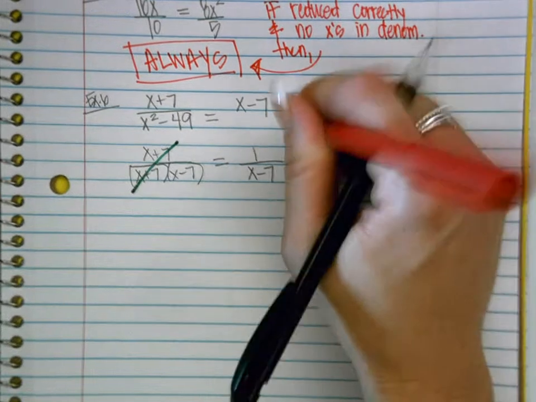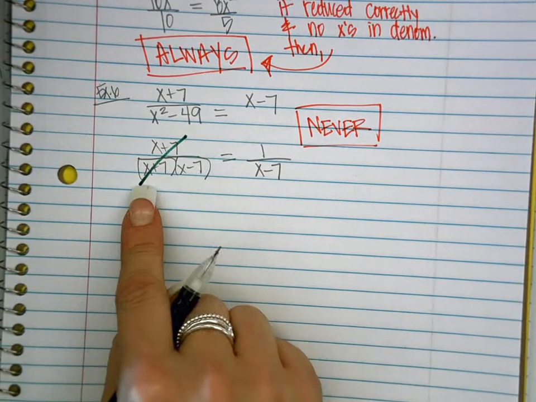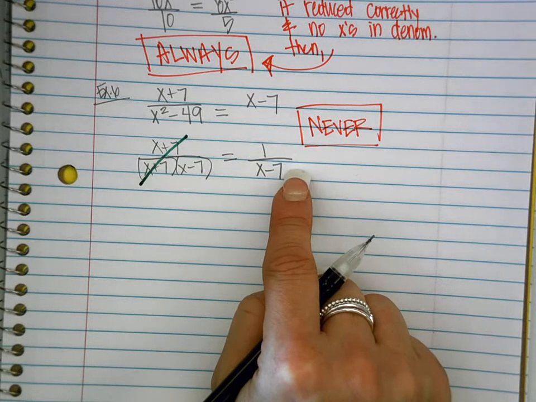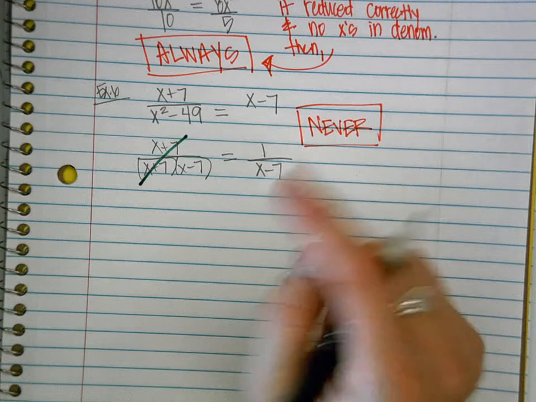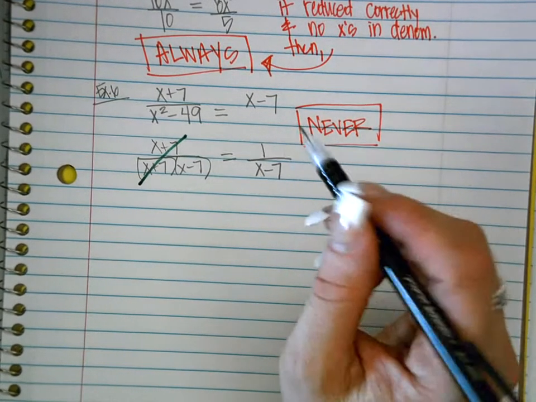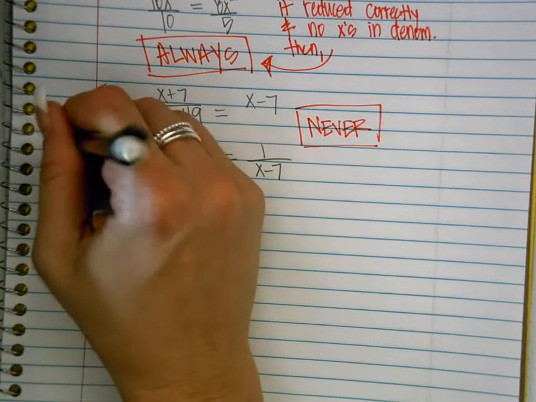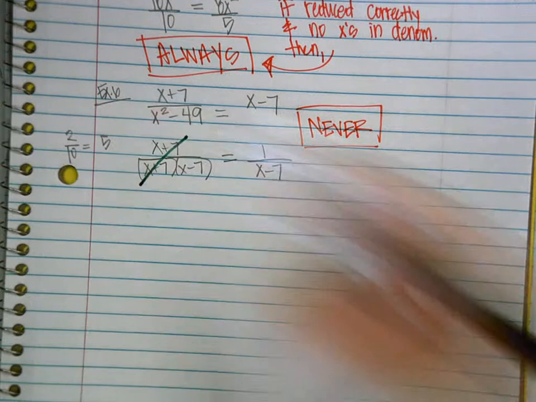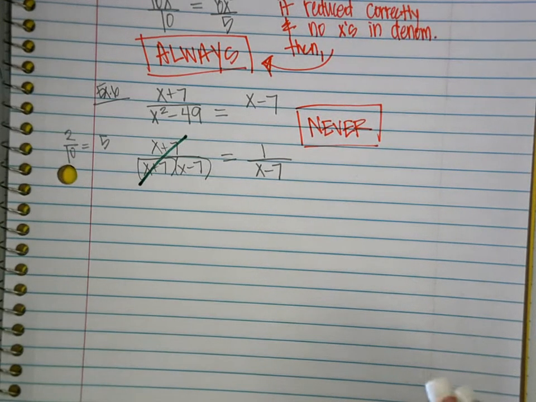Okay? This is not correct. If you reduced correctly, you should get 1 over x minus 7. They didn't leave the 1 in the top. It'd be like saying, is 2 over 10 equal to 5? No. Okay, if I gave you 2 over 10 equals a whole 5, that's wrong. 2 over 10 reduces to 1 over 5. They forgot the 1. It's kind of important, okay?